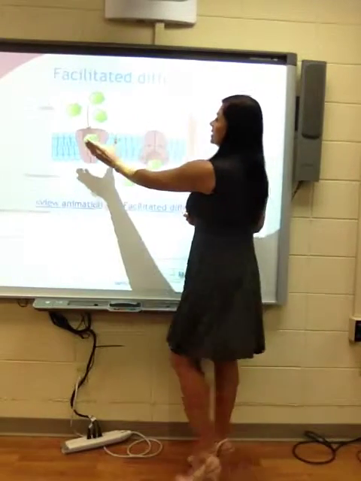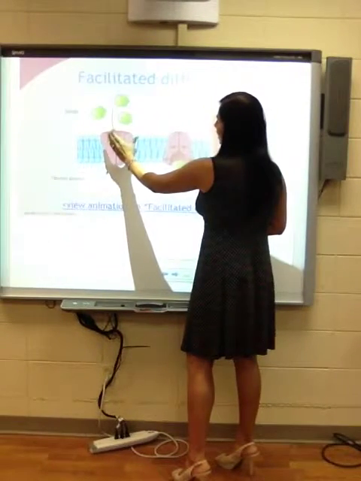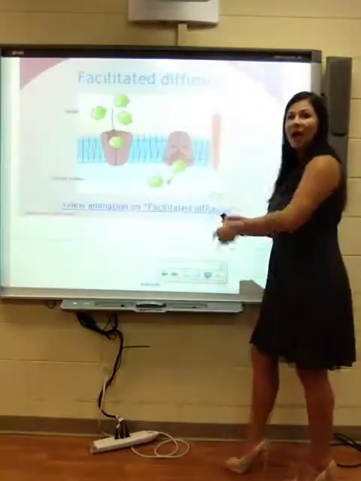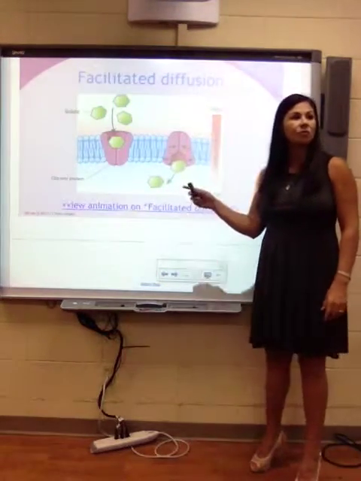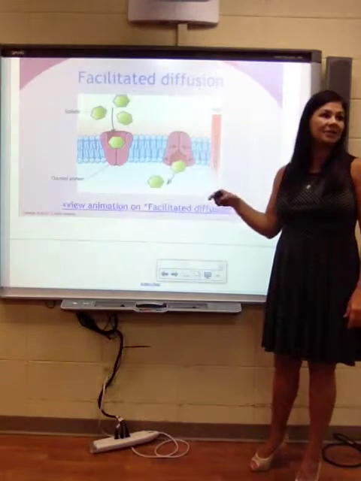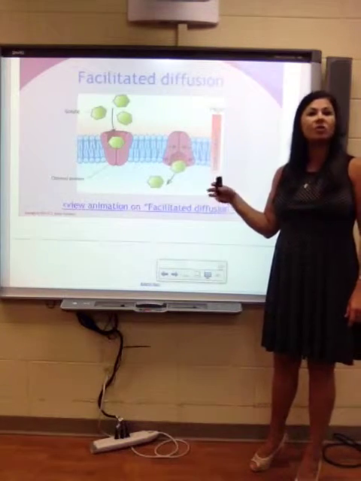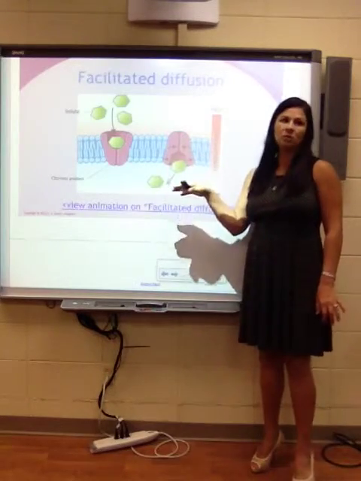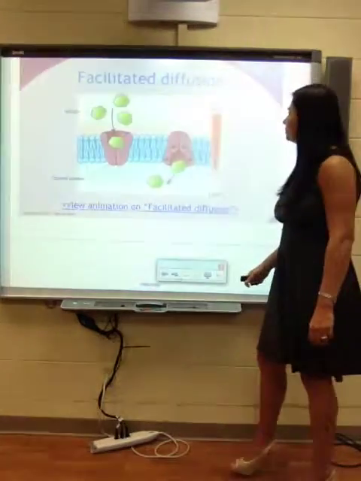So what happens is, once this side closes, the other end opens, and the glucose comes inside the cell. That's how glucose gets inside the cell. Later on in the endocrine system, we'll talk about how insulin plays a role in all this, because insulin helps as well.